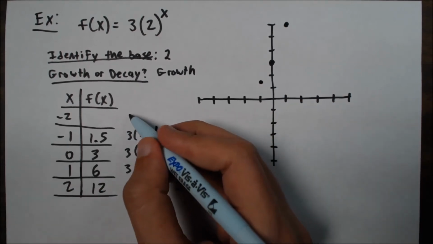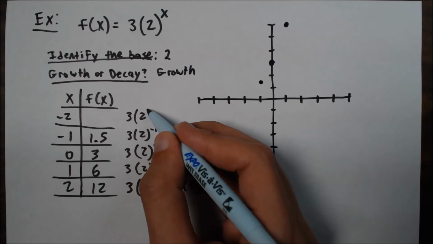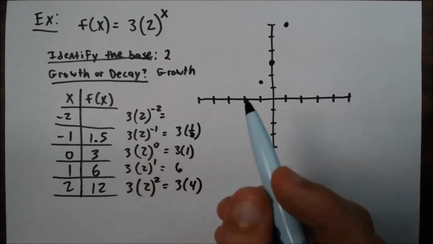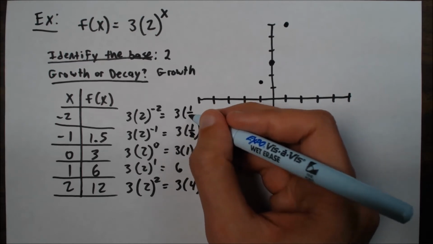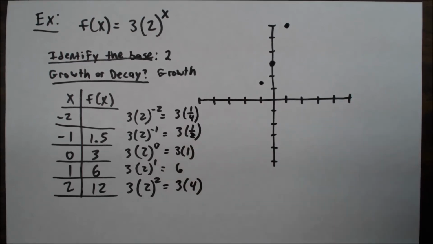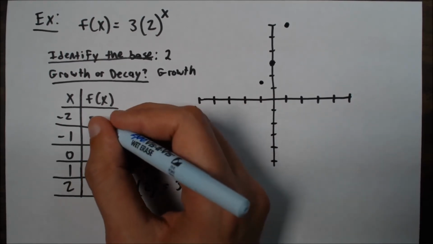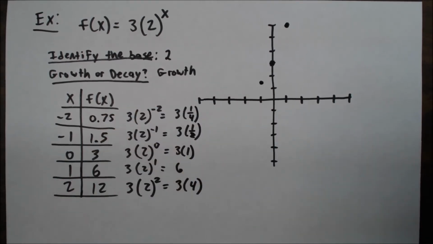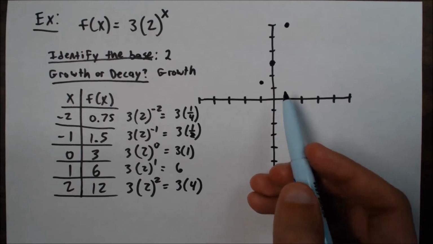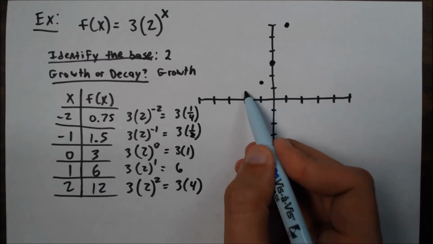Okay, then I'm going to plug in -2. I'll flip it upside down and square it, so I get 3 times 1/4, which is 3/4 or 0.75. Either 3/4 or 0.75, however you'd like to write it. -2, we're going to go to 0.75, so it's about right here.